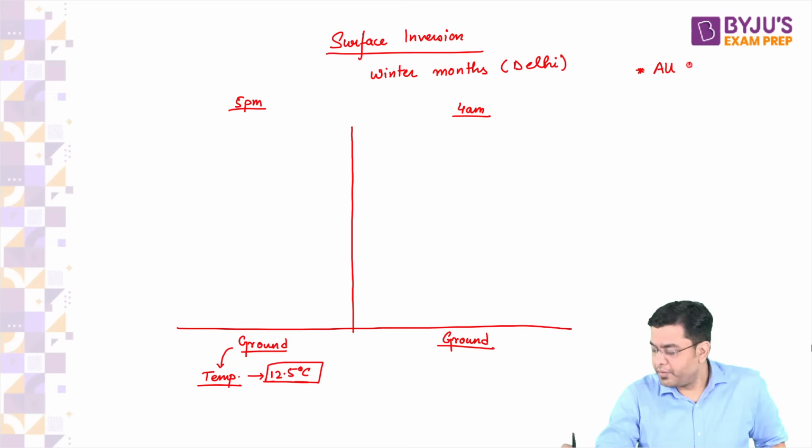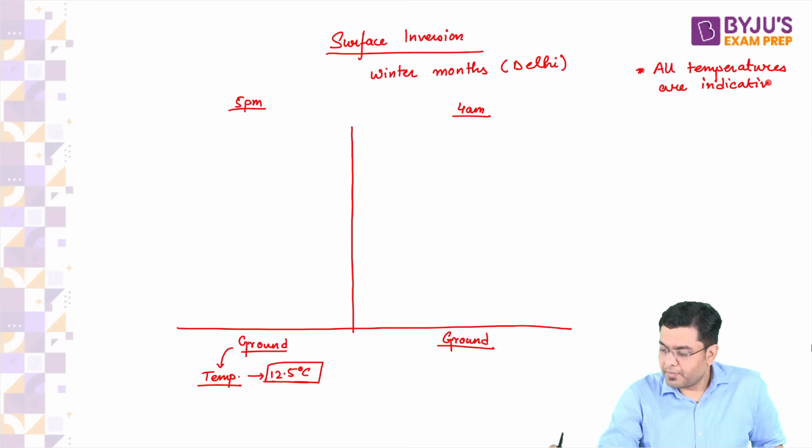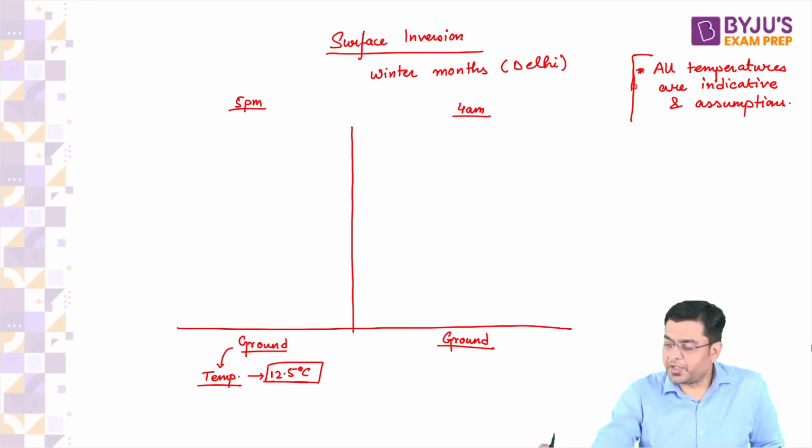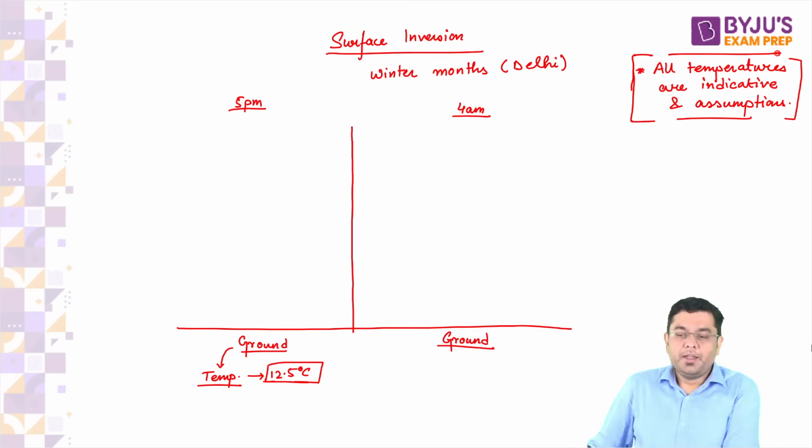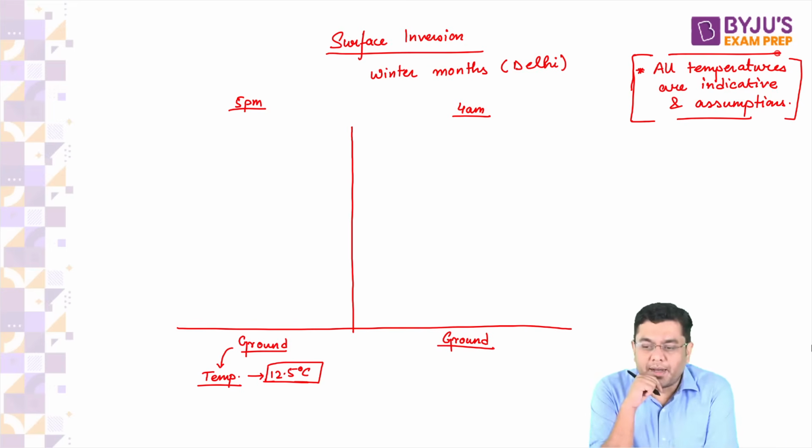All temperatures are indicative assumptions. They have no relation with reality. Any relation with reality is purely coincidental. Okay? Just like you have a caveat before the movies. So here, the temperature at the ground surface, let's assume, is 12.5 degrees Celsius. Till now, I hope we are comfortable.